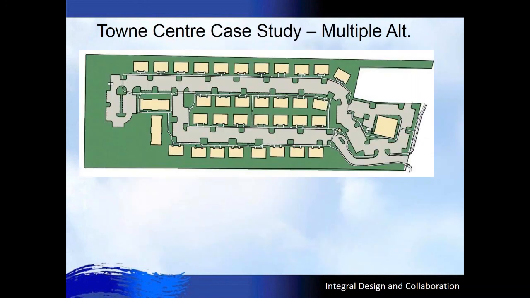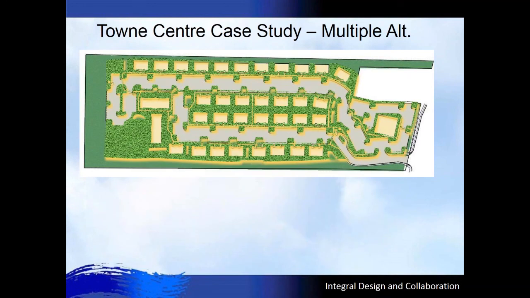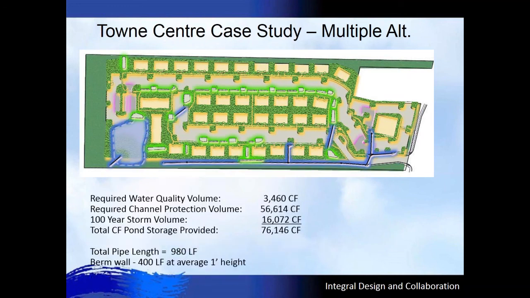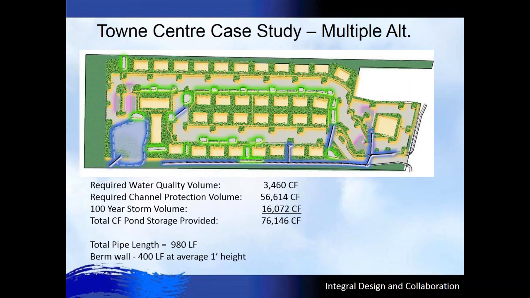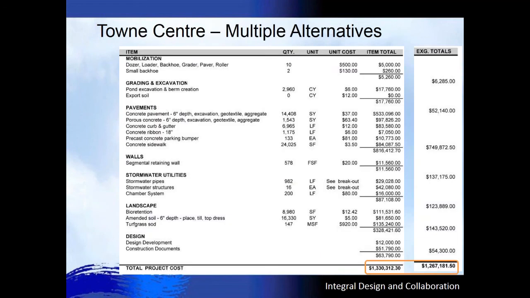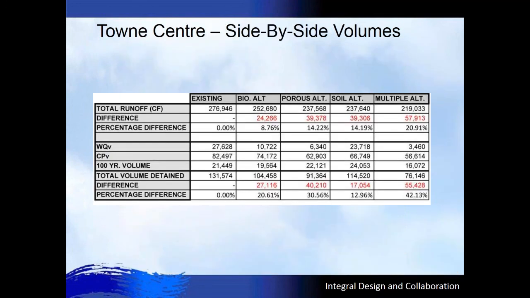And then finally, the multiple alternatives. You add the soil enhancements, the bioretention, the pervious pavement, and then the reduced stormwater, and you get a lot less storage required, and the berm wall is much smaller, so you get all the benefits, and then everything gets treated, but the cost is a little bit higher than the baseline. So side-by-side volumes, probably not important.